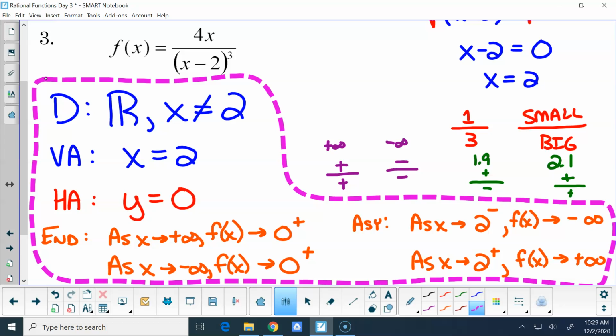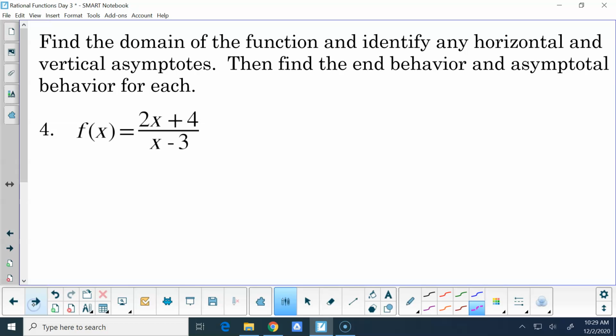What I'd like you to do now is try one on your own. Try this one. Find, again, domain, vertical asymptote, horizontal asymptote, end behavior, and asymptotal behavior. For those of you at home, this is an additional example that I put into the notes. Sorry I didn't update the daily notes sheet, but I literally put it in half an hour ago.